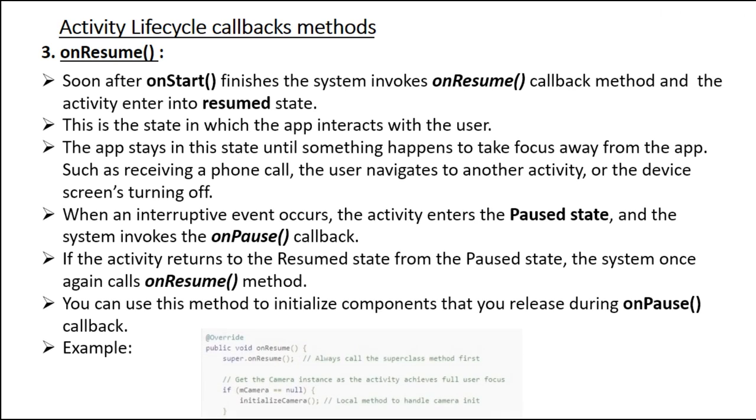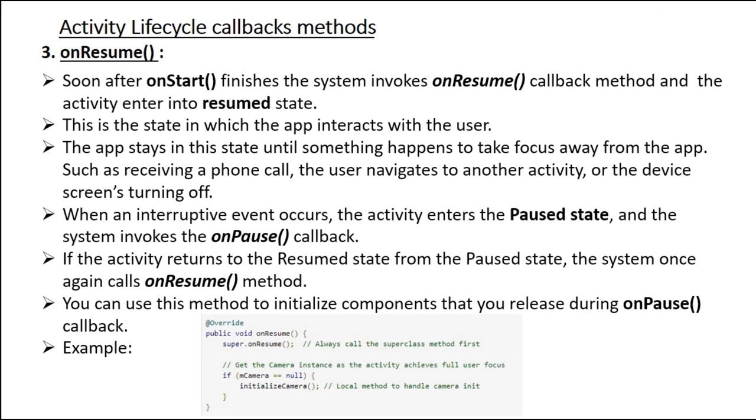Here is an example of that one. Here is the onResume method. You must always call the superclass method first. Then here we initialize a camera object. So here we call a local method that handles the camera. You can initialize any variables or any methods within this method that you must release from the onPause method.